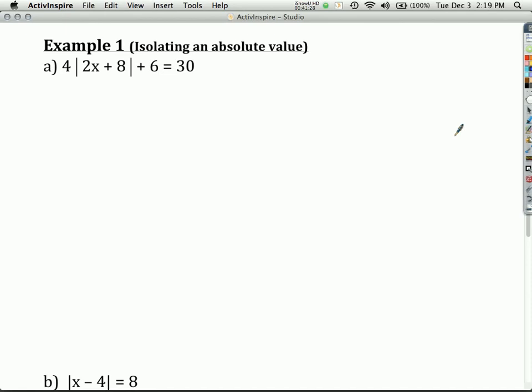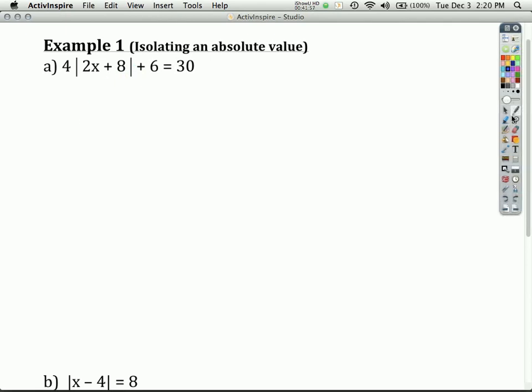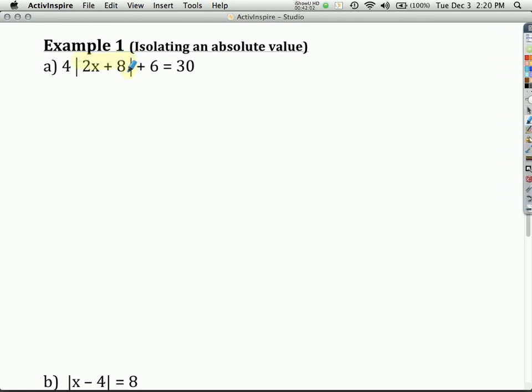So the equation we would like to solve is 4 times the absolute value of 2x plus 8, plus 6 equals 30. Now, the absolute value symbol, as you already know, means a distance. But it doesn't mean distance until we isolate it. So the first thing we need to do is isolate the absolute value. I'm going to draw something to help you see what I mean by the word isolate. So we have to isolate that.